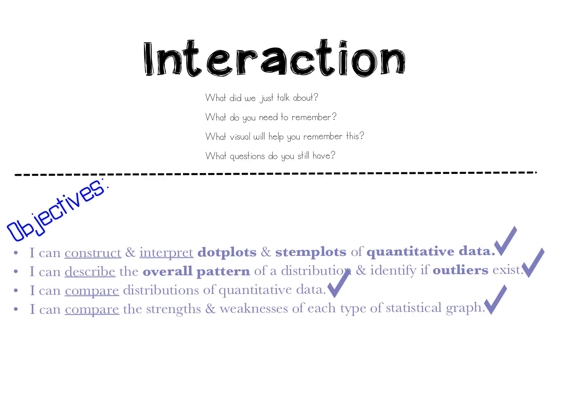All right, so we have completed all of our objectives. This last one was specifically about stem plots, so being able to construct, interpret, and describe the pattern of a stem plot. And then we also talked about the strengths and weaknesses of that stem plot. So go ahead and pause the video, and in your notes, I need you to have an interaction. Summarize what we did, write yourself some notes, and write any questions that you have. What are you going to need to remember, if there are any steps, whatever you need to do to make sure that your notes are something that you can study from.